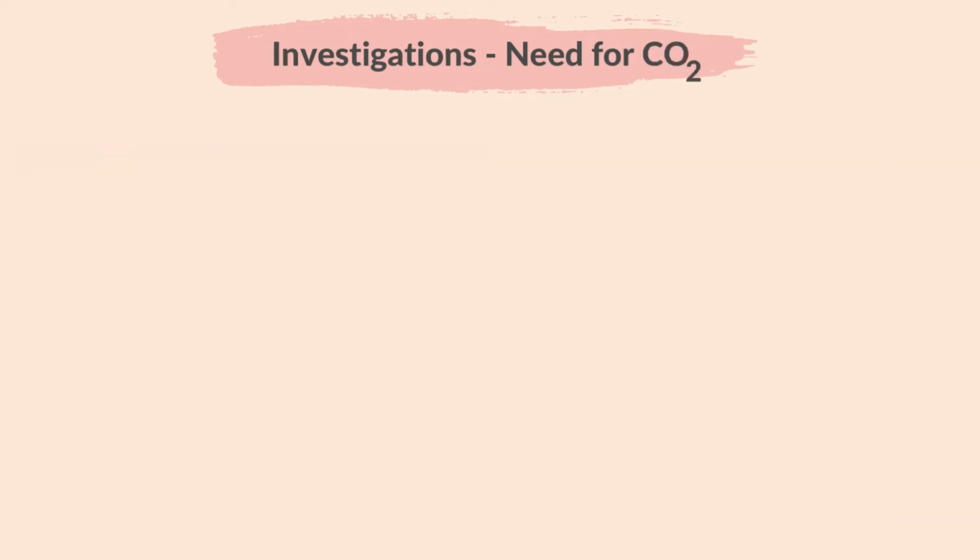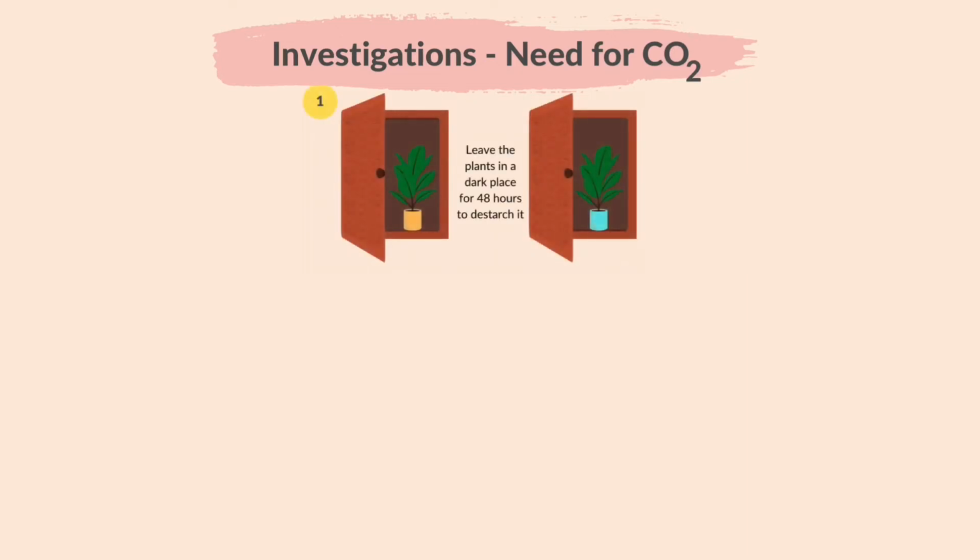In the next investigation, we will determine if carbon dioxide is needed for photosynthesis. Destarch 2 plants by placing them in the dark for a long time. As discussed previously, this ensures that no starch is present in the plant at the beginning of the experiment.